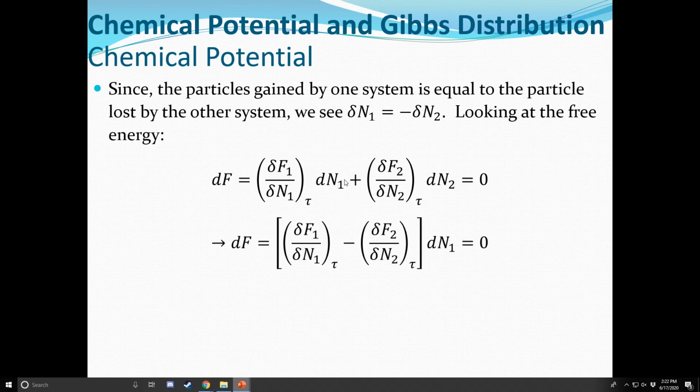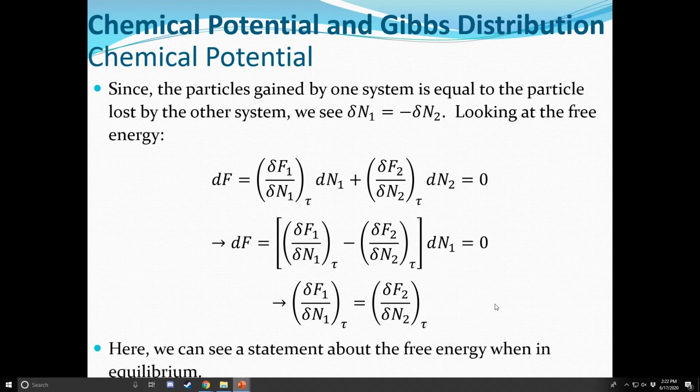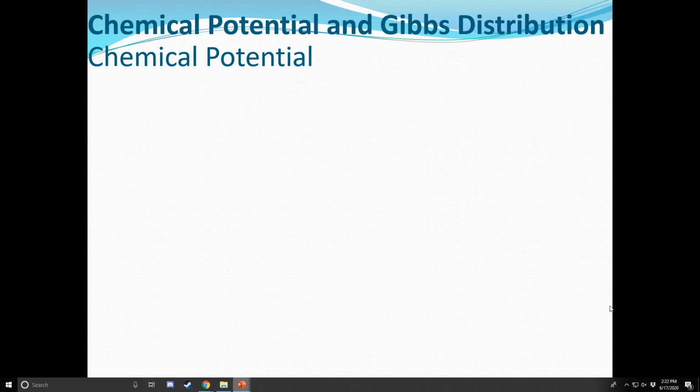What that tells me is that I can pull out the dN1 and dN2 for both. I'd have to include a negative here because I'm replacing this with negative dN1, and I pull it out from both terms. Then I can keep solving this and find that when it reaches thermal equilibrium and diffusive equilibrium, the partial derivative of the free energy with respect to the number of molecules for both system 1 and system 2 should end up being equal. This is the statement about the free energy when it reaches its equilibrium state.